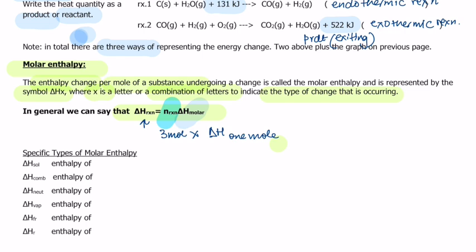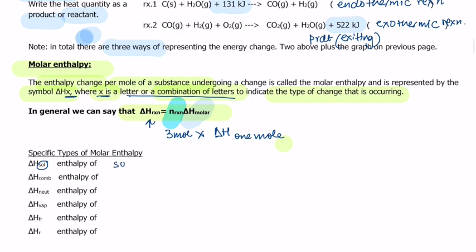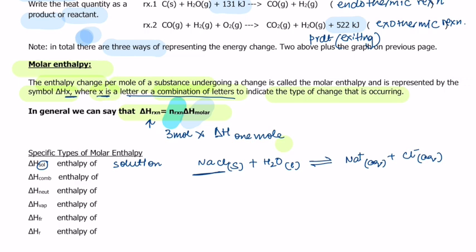Let us look at specific types of molar enthalpies. So we just said that you write an X, a letter or a combination of letters to indicate the type. So here delta H sol is the enthalpy of solution. So for example, say sodium chloride solid dissolved in water liquid, it would form sodium ions aqueous plus chloride ions aqueous. So this is enthalpy of solution, and if 1 mole of sodium chloride was involved in this change, this would be the molar enthalpy of solution.